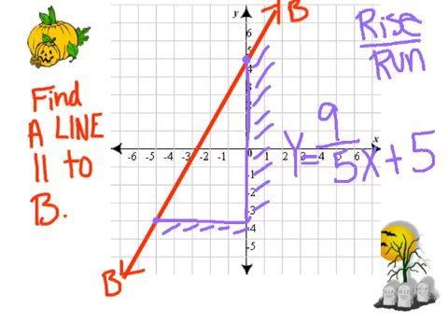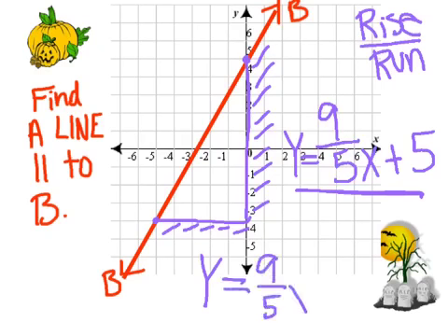Okay, now that we have our equation for the line, it says find a line parallel to B. If it's parallel to this equation, what's that mean? It's going to have the same slope. So our answer is going to be y is equal to 9 over 5x plus whatever y-intercept you want to pick.